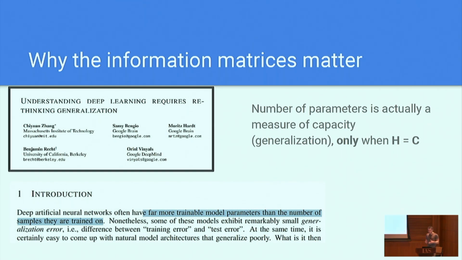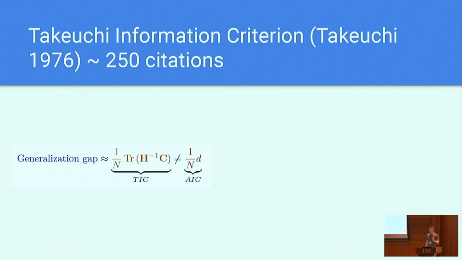And when I say that, I mean that the number of parameters can actually be used to estimate the generalization gap you have, but this is only true if the Hessian is equal to the covariance. So actually, we derived this equation and realized that it already existed. This is called the Takeuchi information criterion. It was published, I think, in Japanese in the 70s, and it has only a few hundred citations. But the thing is, you can build an estimator of the generalization gap. I say estimator, it's not a bound, it's an estimator that uses the Hessian and the covariance.